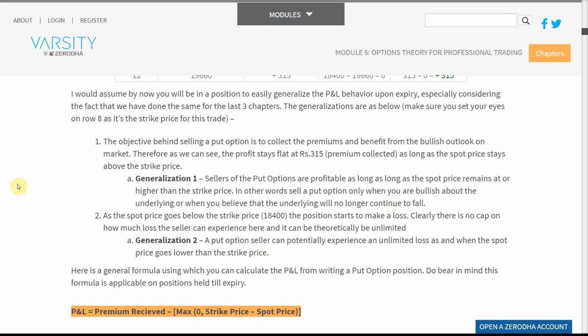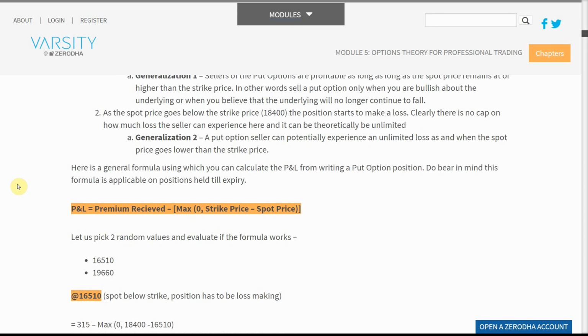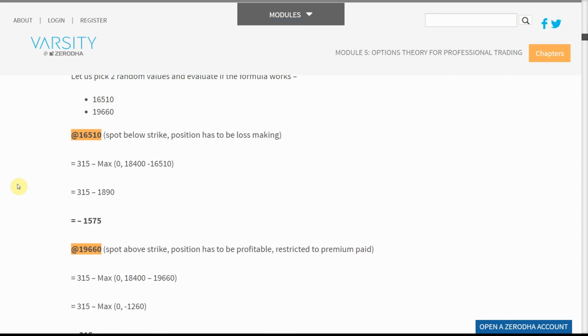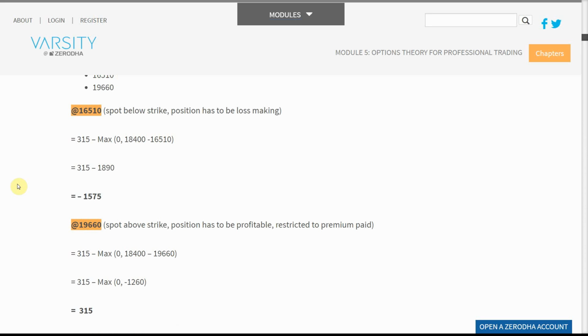16,510 and 19,660. At 16,510, spot below strike. Position has to be loss-making. P&L equals 315 plus max of 0, 18400 minus 16510. Equals 315 minus 1890. Equals minus 1575.